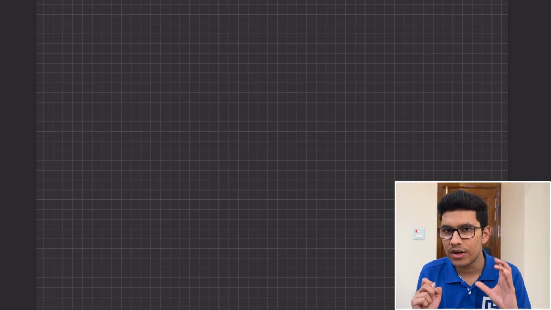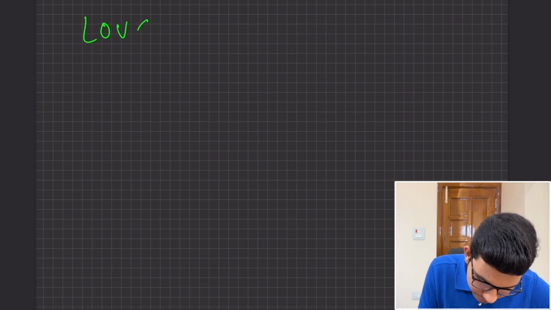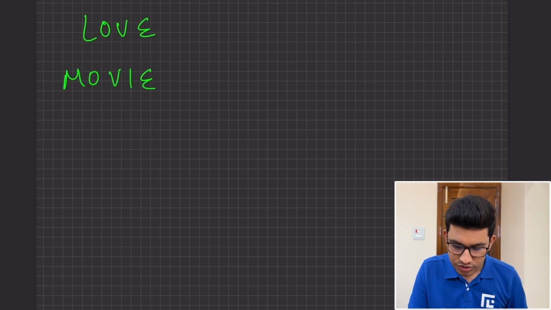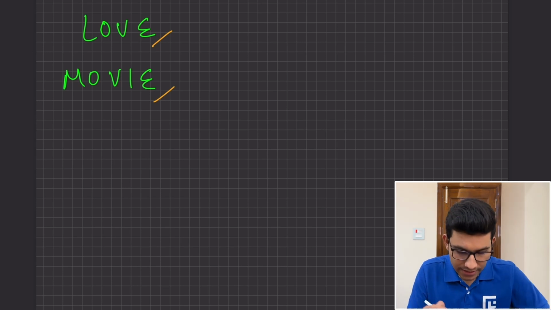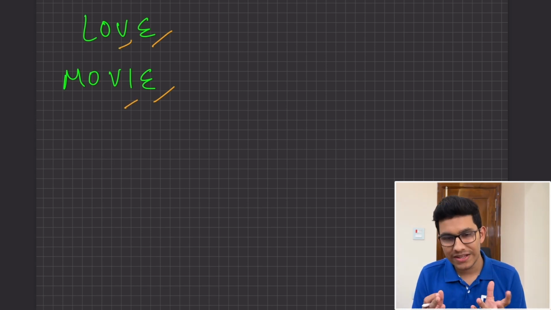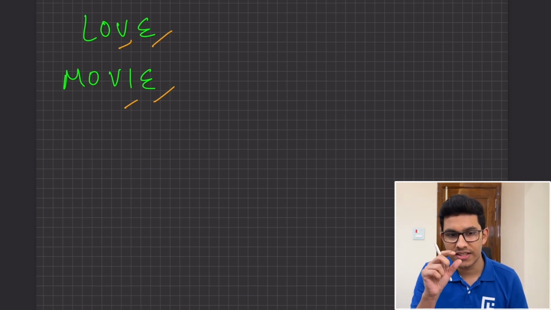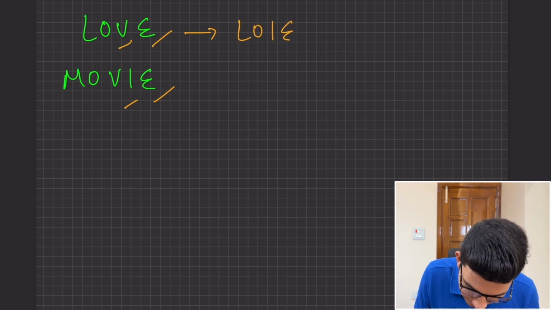Right, so let's try to understand what exactly is happening here. Let's consider the same example first, love and movie. If you look at these two strings, let's start from the last character. Look at this E. This E is matching here, so we will not do anything. Then you have V and then you have an I here. What you could do is that, let's suppose, in love, you could change this V to an I. This is one possibility, that you go from love to LOIE and you keep movie the same.